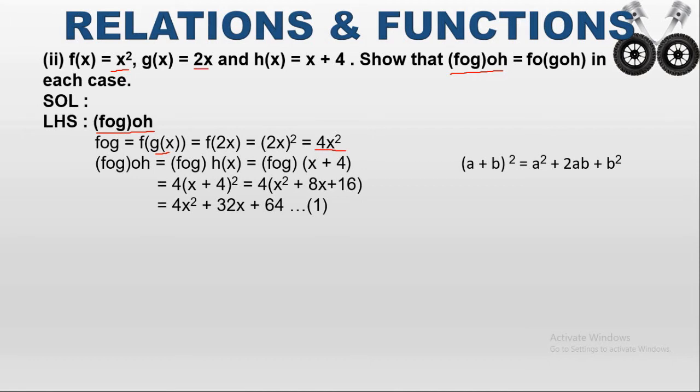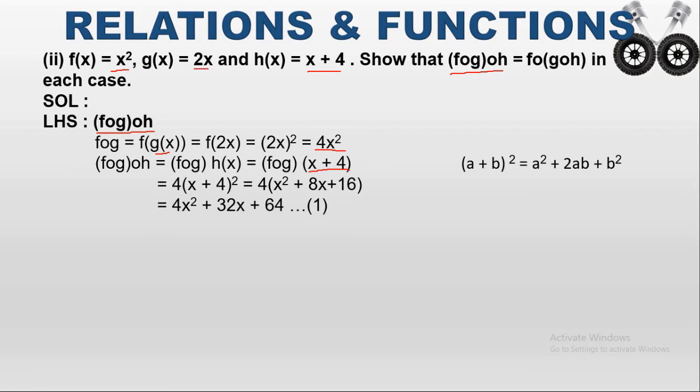Next, f composition g composition h. So we already found the value for f composition g. You have to write it as it is. Then composition h can be written as h of x. The value of h of x is x plus 4. So that can be written as f composition g of (x plus 4). In f composition g, wherever x is, you have to substitute x plus 4.